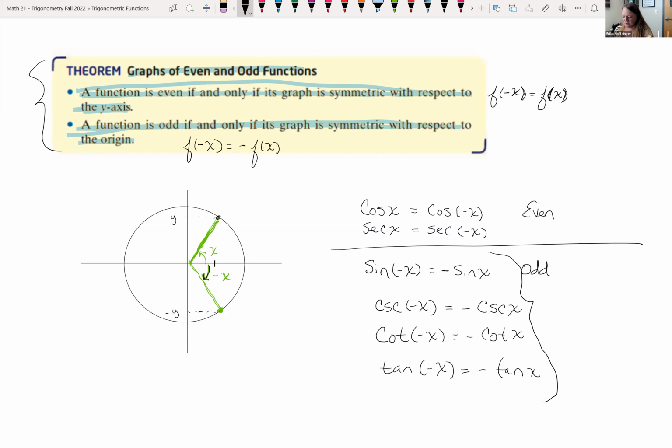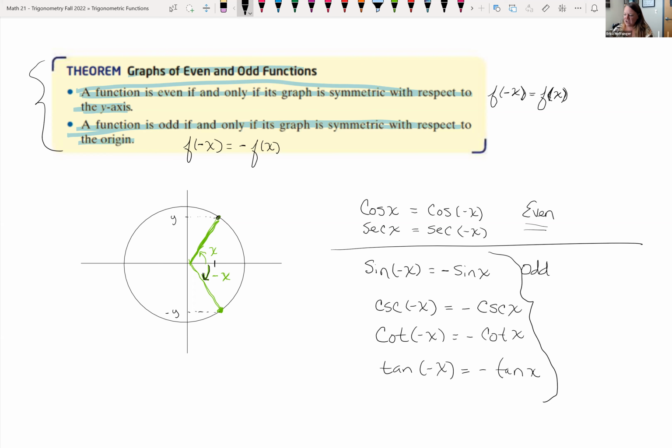So this can help us when we start graphing our trigonometric functions. We can use the fact that they're even and odd. Basically, this is telling me if I know a portion of what the graph is going to look like, knowing it's even, I can reflect that across the y-axis to get the other half of the graph. If it's odd, which are 4 of them, we can reflect it across the origin to get the rest of the graph.